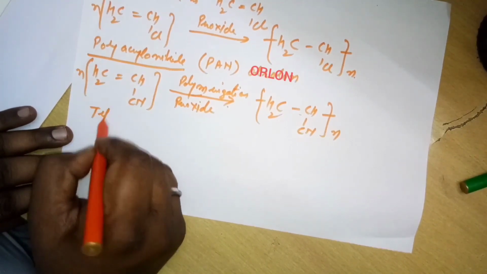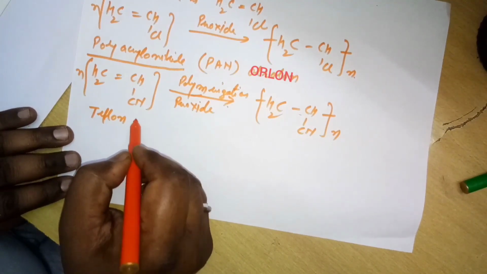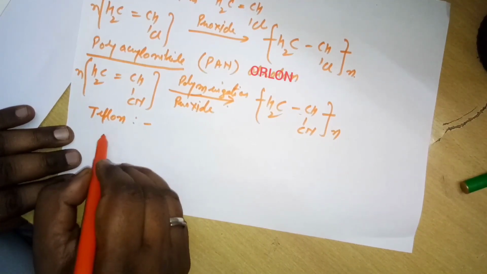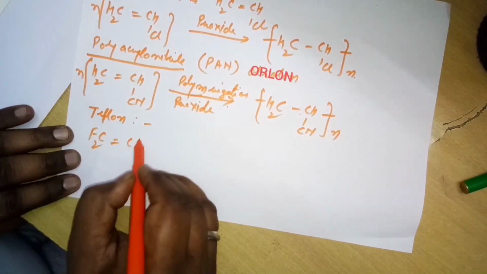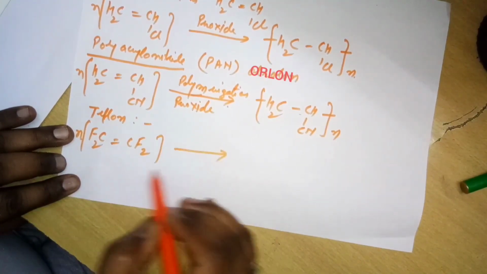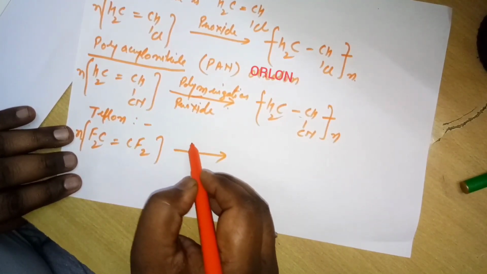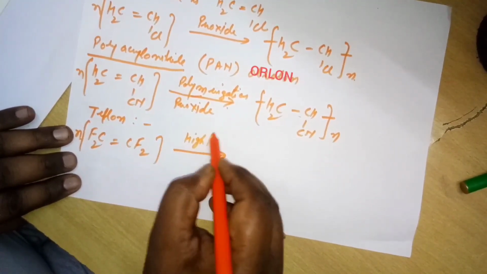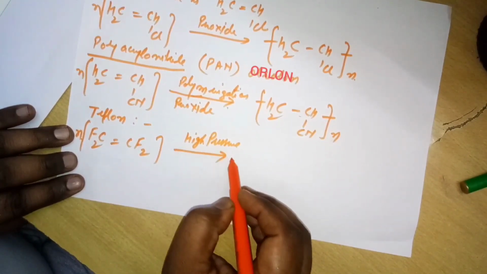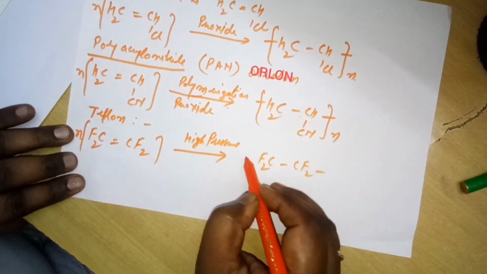Next is Teflon. In Teflon, the monomer unit is tetrafluoroethene, CF2=CF2. A large number of molecules of tetrafluoroethene are taken and they undergo polymerization at high pressure. We get Teflon.